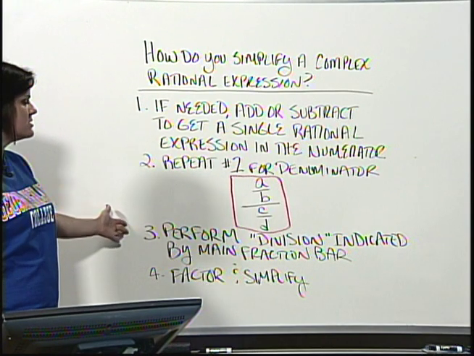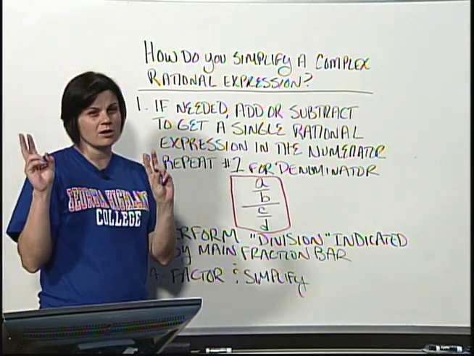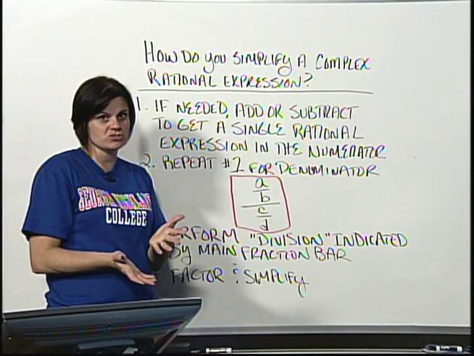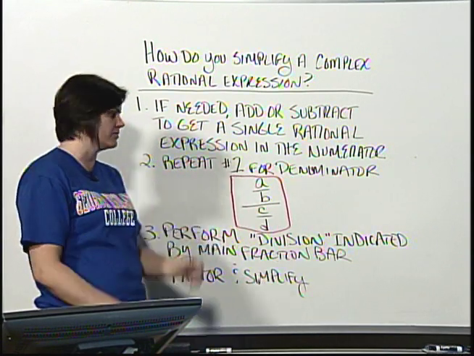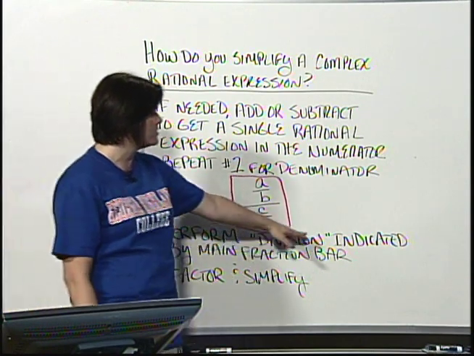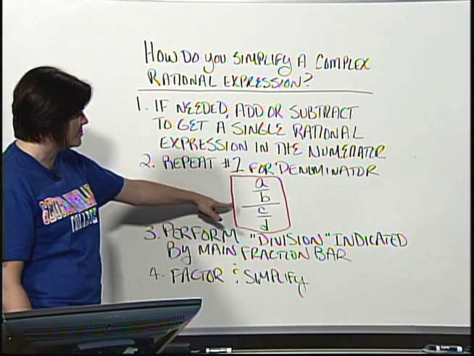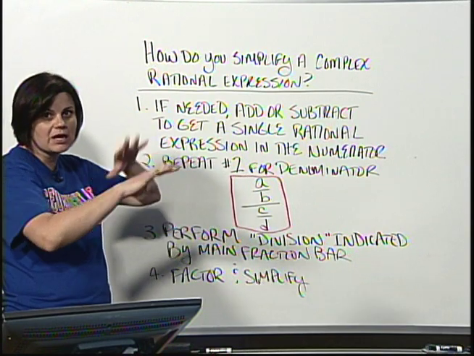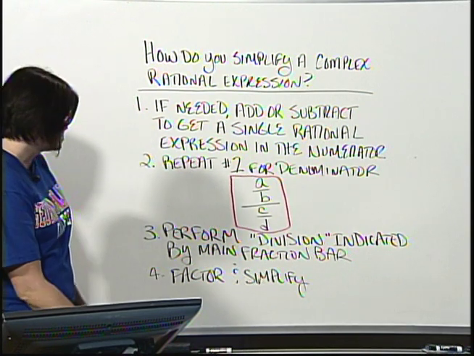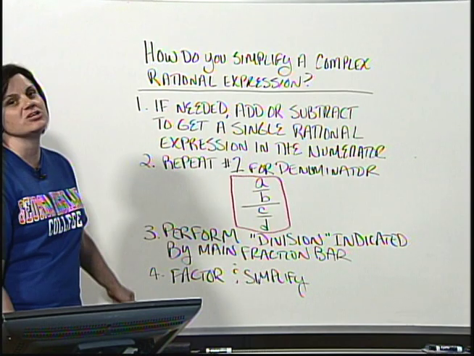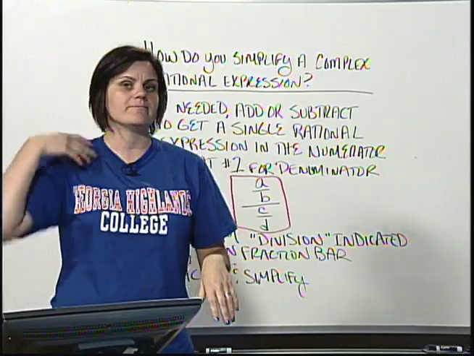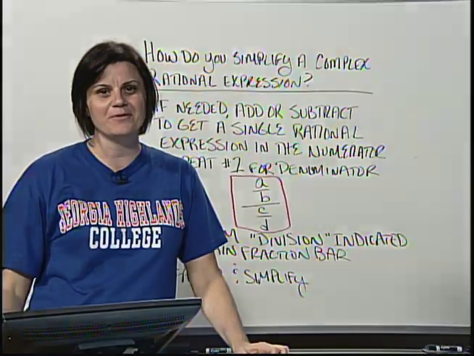After that, you simply perform the, and I've got in quotation marks, "division," because we know we never divide rational expressions. We multiply by the reciprocal of the divisor. But you perform the division indicated by the main fraction bar, so the fraction bar that's splitting the single rational expressions. And then you finish that off by simplifying, or factoring and simplifying. Let's go ahead and take a look at an example.